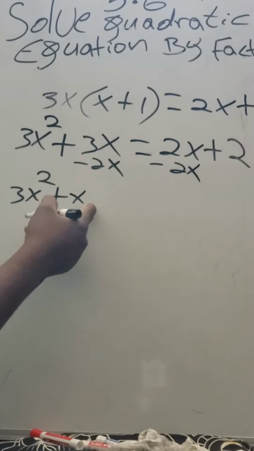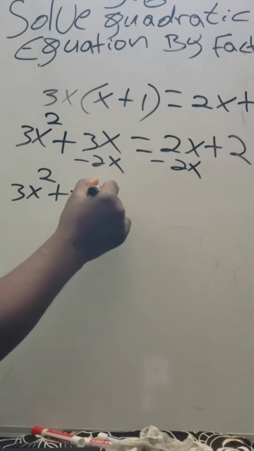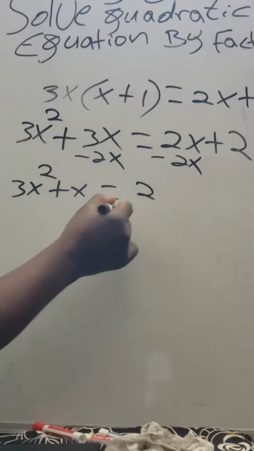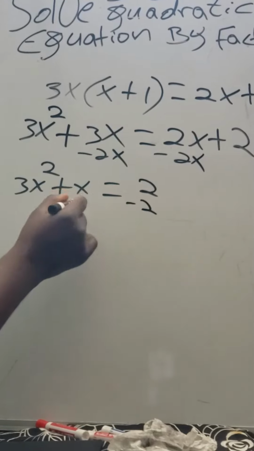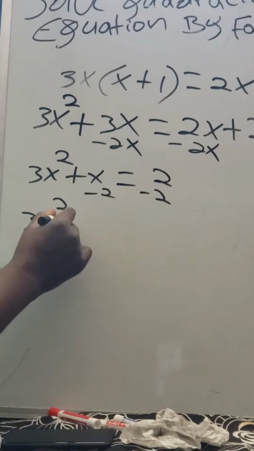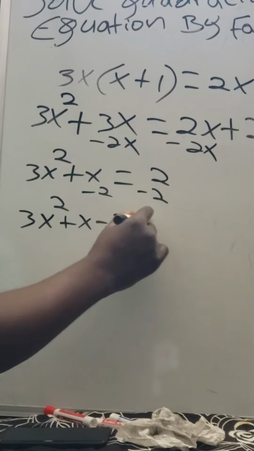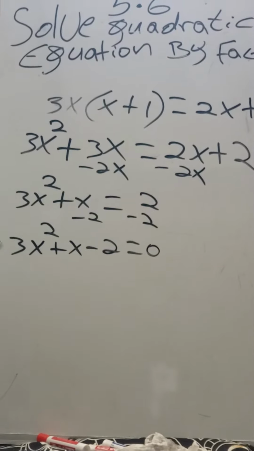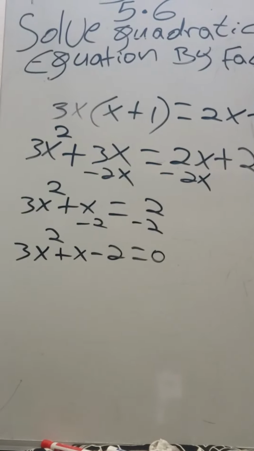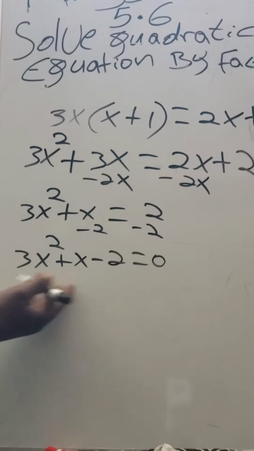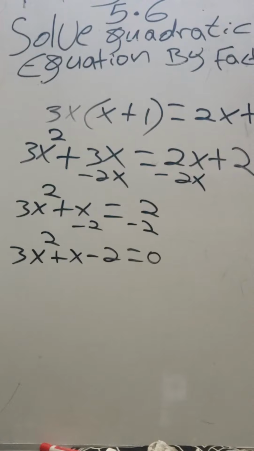3 minus 2, so just 1x, equals 2, and then to set it equal to 0, you subtract the 2 from both sides, and then 3x squared plus x minus 2 equals 0. Because the first step, remember, you have to set it equal to 0. Now you have to ask yourself, what is the next step that you're going to take? It's to factor your quadratic, because you set it equal to 0 already.